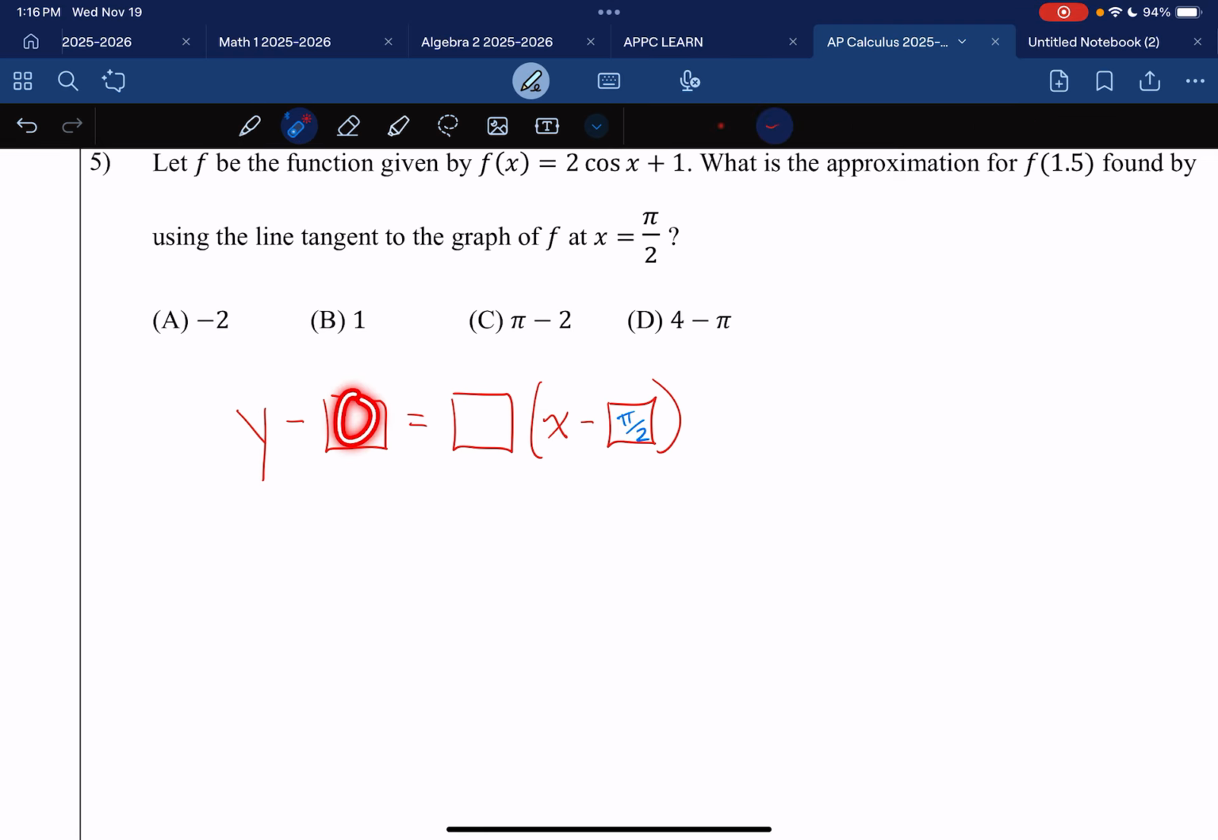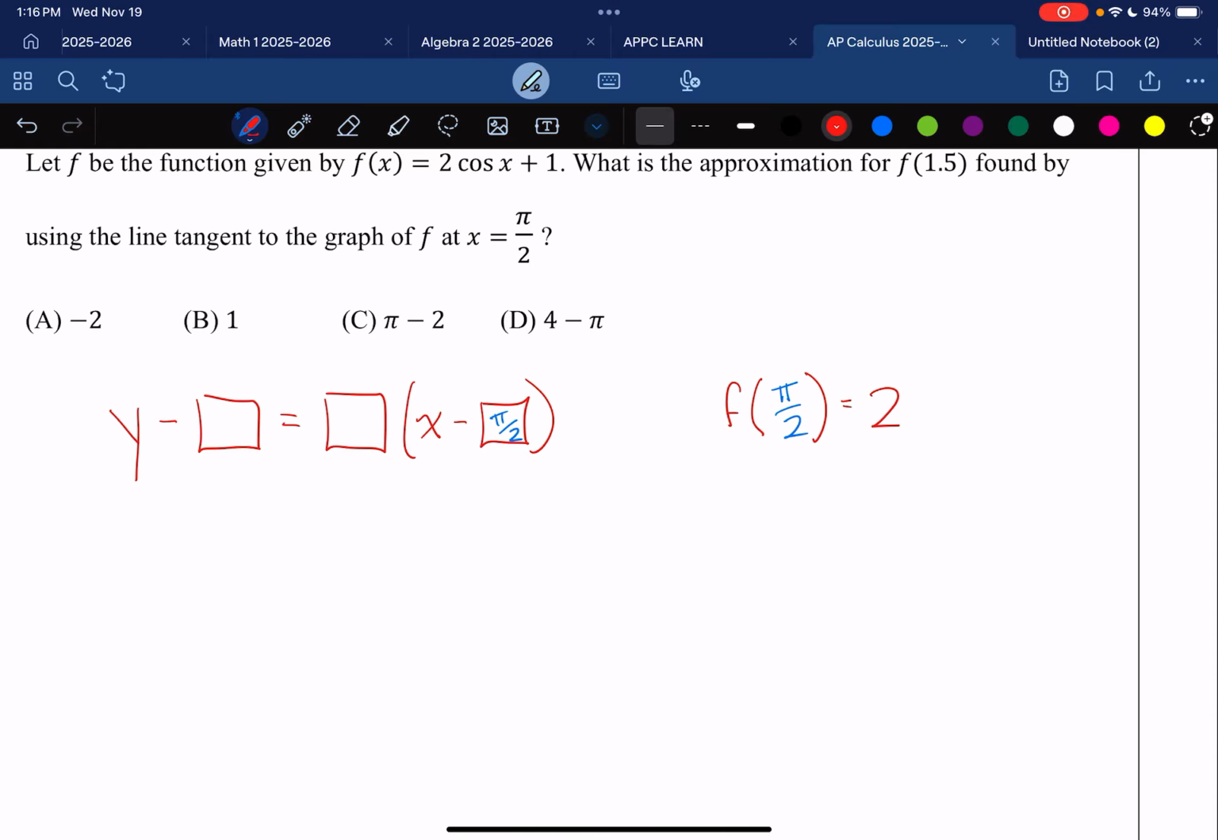I need to find my y coordinate, which means I need to plug pi over 2 into my function. So let's do that now. I'll do this scratch work on the side. I'll say f of pi over 2. I'm plugging in pi over 2, so I'll change the color here to let you know that I'm plugging things in. When I plug in pi over 2, I'm going to rewrite everything else: 2 cosine of that pi over 2, and this is still plus 1.